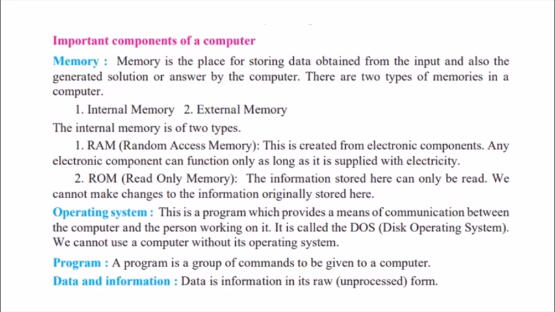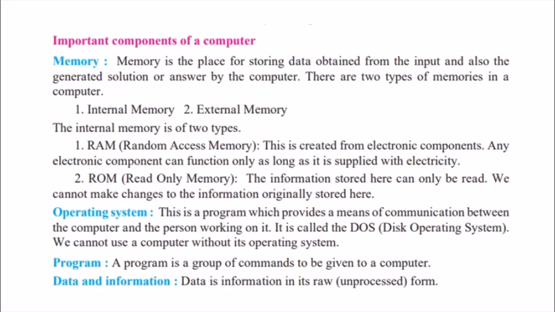The internal memory is of two types, RAM and ROM. RAM is created from electronic components and can function only as long as it is supplied with electricity. So only till electricity is there, RAM, that is random access memory, works. Then you have ROM, that is read only memory. The information stored in it can only be read and changes cannot be made to the information originally stored here. So it is only reading; you cannot make any changes to it. That is RAM and ROM.